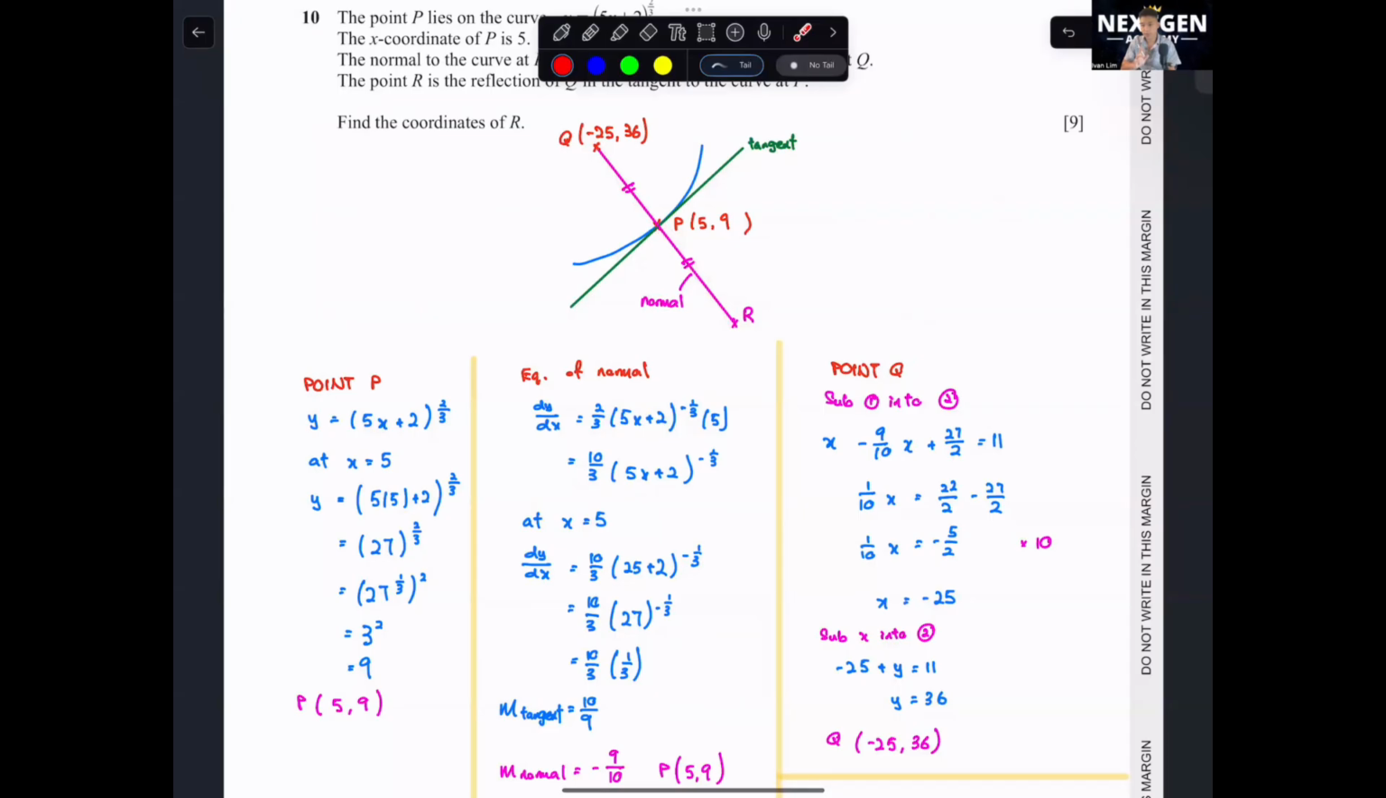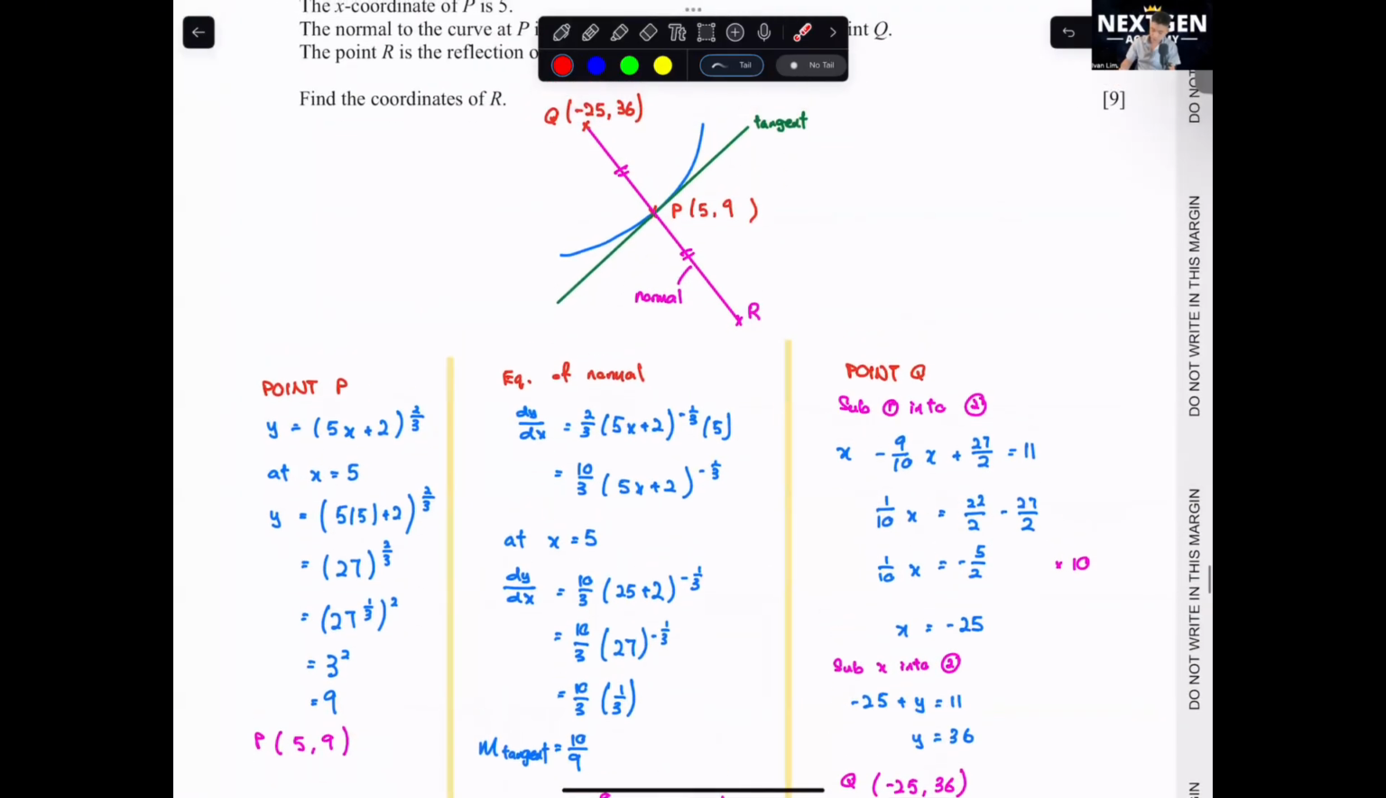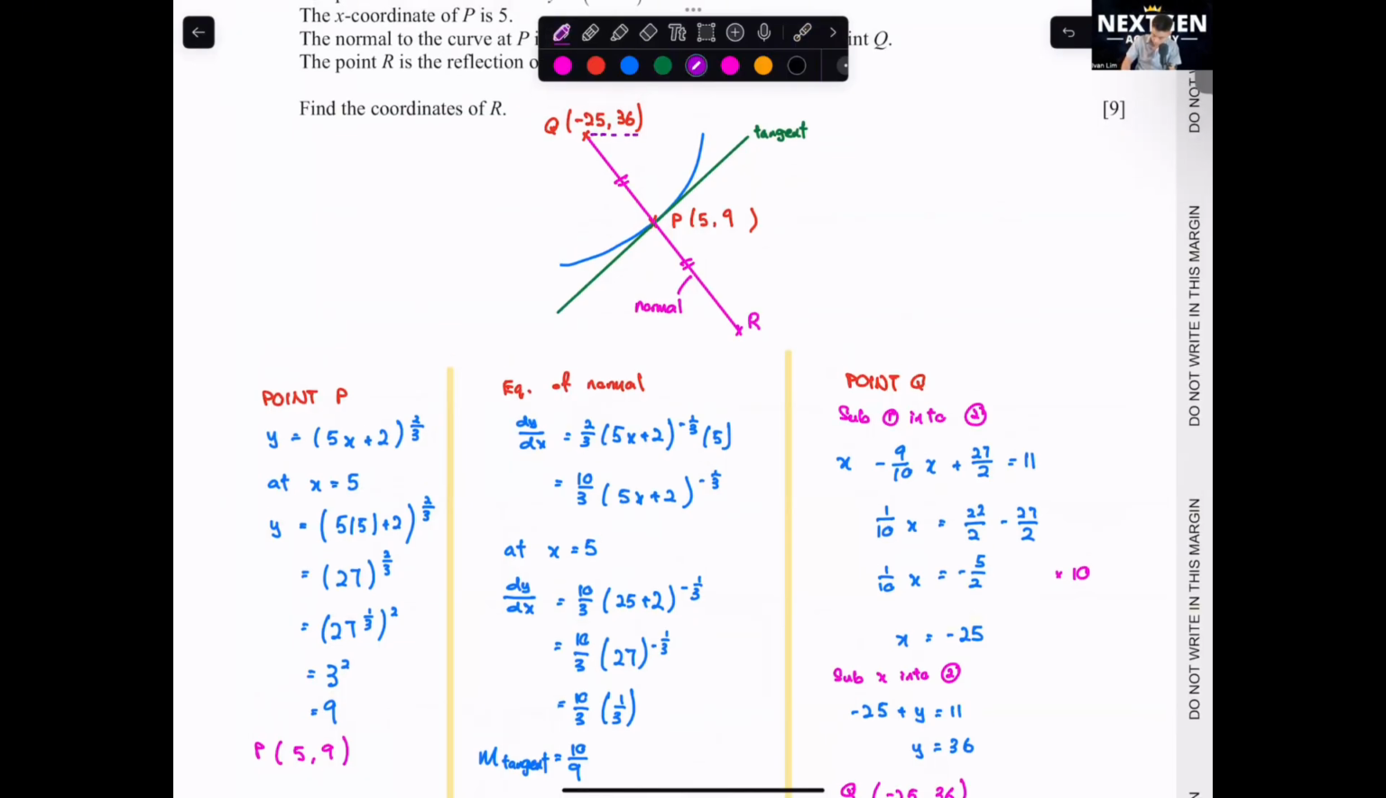If you have done enough past year papers, you will know that you don't have to use the length formula because you have two unknowns right now. We want to find R, the x and y. So we can use what I call a vector. You can calculate the x and y distance from Q to P, then it will be the same distance from P to R. Got it?